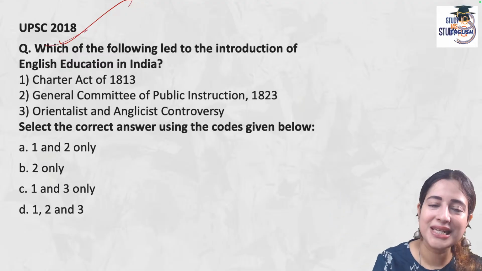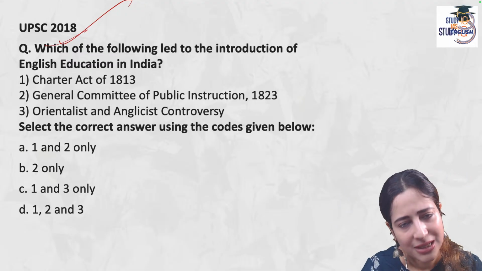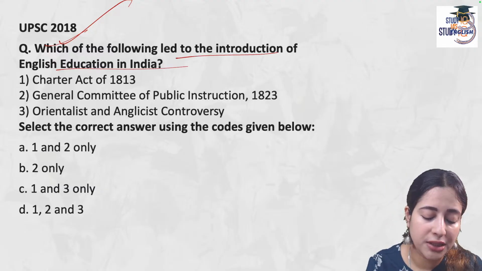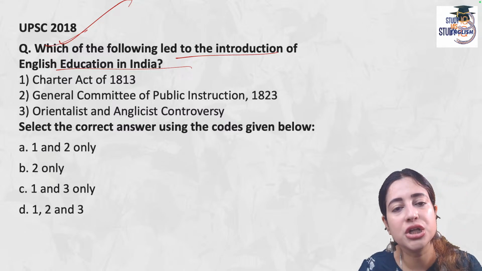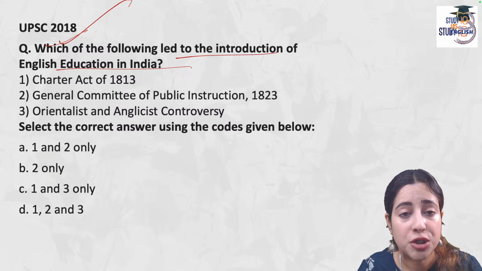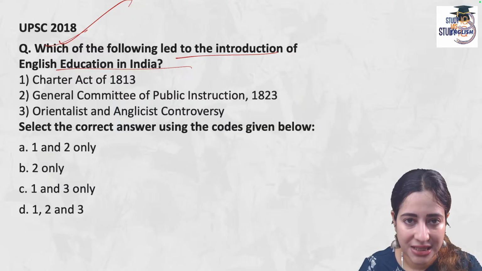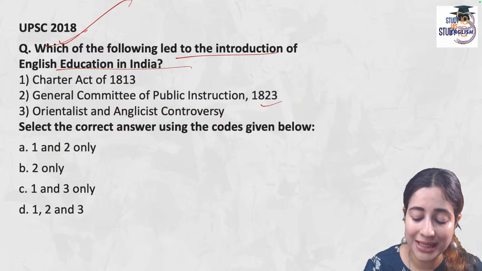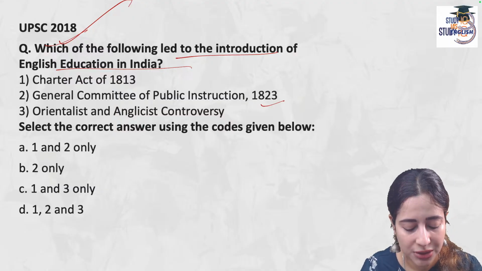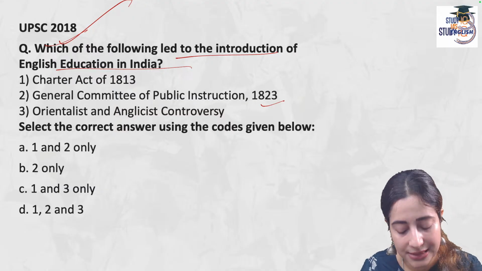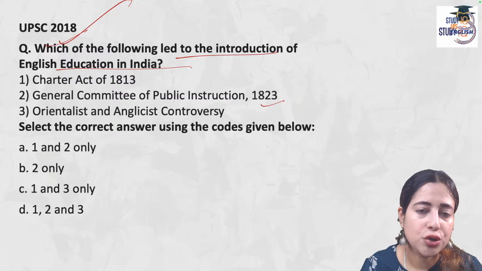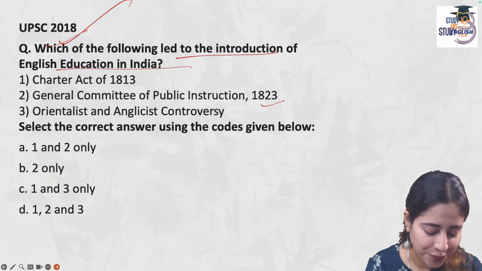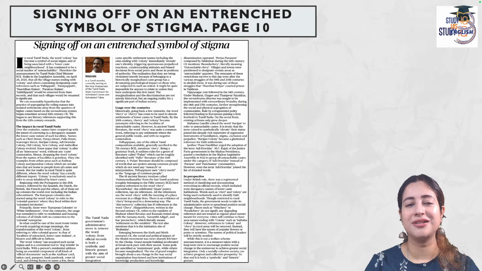Okay, so this 2018 UPSC prelims question, let's see what it says. Which of the following have led to the introduction of English language in India? The options are: 1, Charter Act of 1813; 2, General Committee of Public Instruction 1823; and the last option, Orientalist and Anglicist controversy. You need to choose which of these options are correct. So I leave the question to you, hoping that you will post your comment with the right answer.